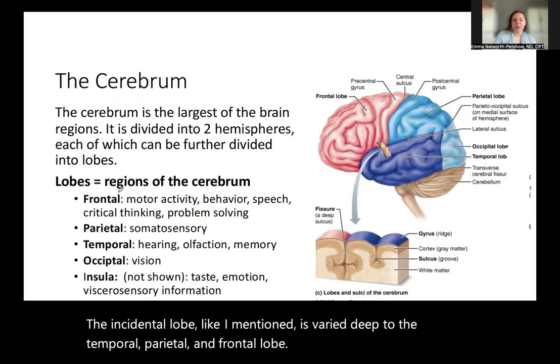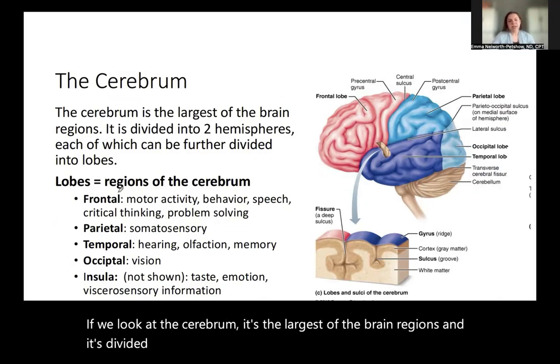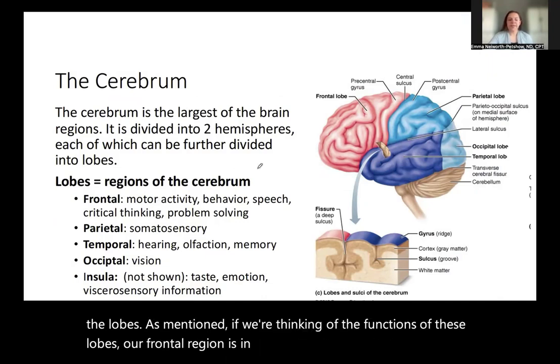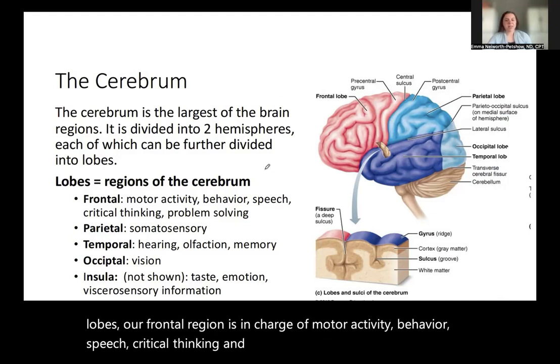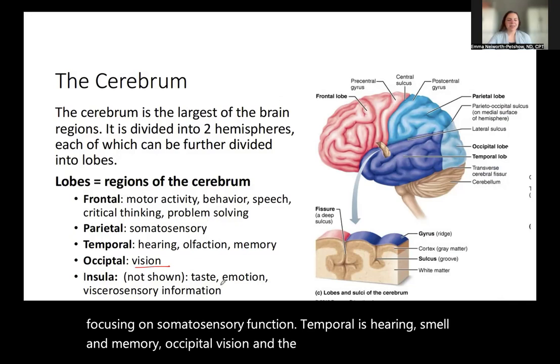If we look at the cerebrum, it's the largest of the brain regions, and it's divided into two hemispheres. Each can be further divided into the lobes, as mentioned. If we're thinking of the functions of these lobes, our frontal region is in charge of motor activity, behavior, speech, critical thinking, and problem solving. Our parietal is focusing on somatosensory function. Temporal is hearing, smell, and memory. Occipital is vision, and the insula is more associated with taste, emotion, and viscerosensory information.